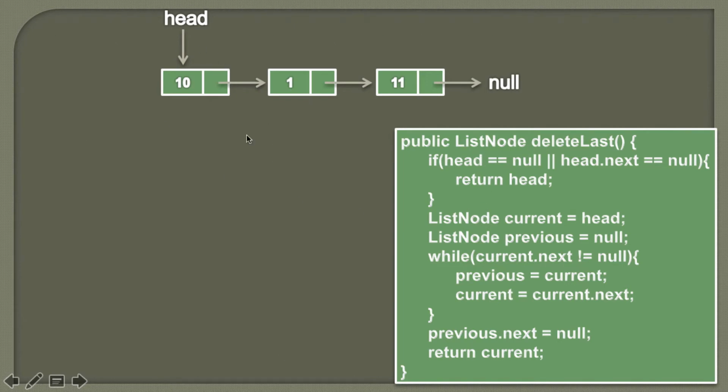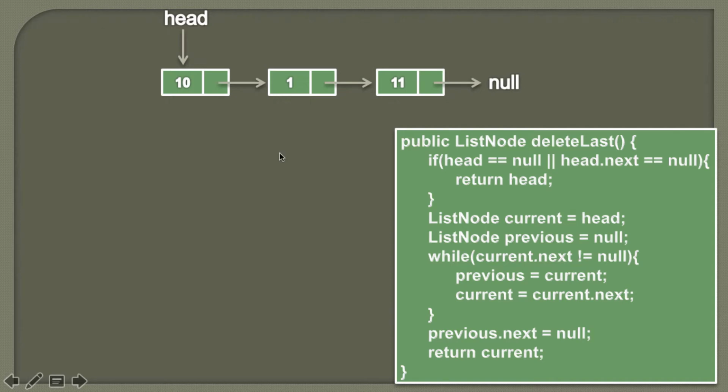So in our previous video, we saw how we can delete the first node of a singly linked list. There, as head pointed to the first node, it was very easy to delete the first node, but here, as we want to delete the last node, we need to somehow traverse to the second last node and remove this link to delete the last node from the singly linked list.